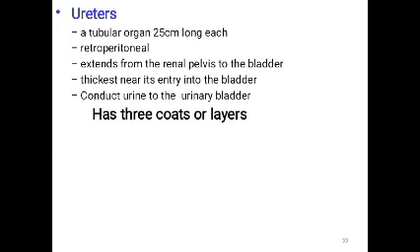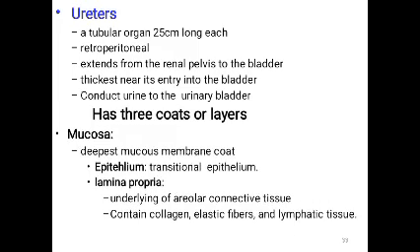Ureters are tubular organs, 25 centimeters long each, retroperitoneal, extending from the renal pelvis to the bladder, thickest near their entry into the bladder. They conduct urine to the urinary bladder and have three coats or layers. Mucosa is the deepest coat, a mucous membrane with transitional epithelium and lamina propria, an underlying areolar connective tissue containing collagen, elastic fibers, and lymphatic tissue.